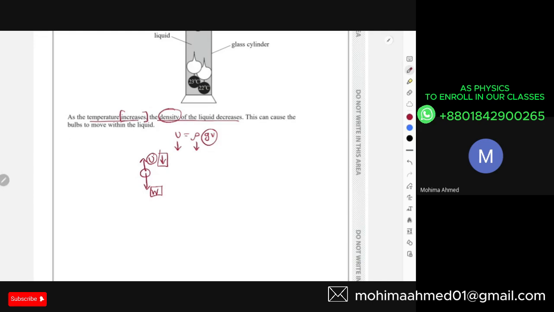A smaller upthrust means that maybe at some point your upthrust will become smaller than the weight. If upthrust is smaller than the weight, then weight is greater than upthrust, and the glass bulb is supposed to sink down, right? Not move up.